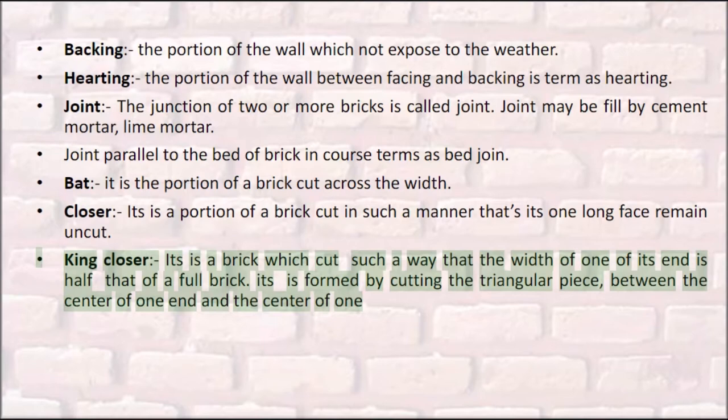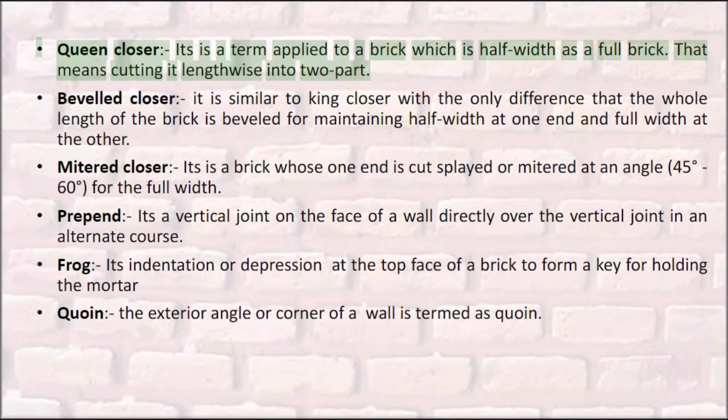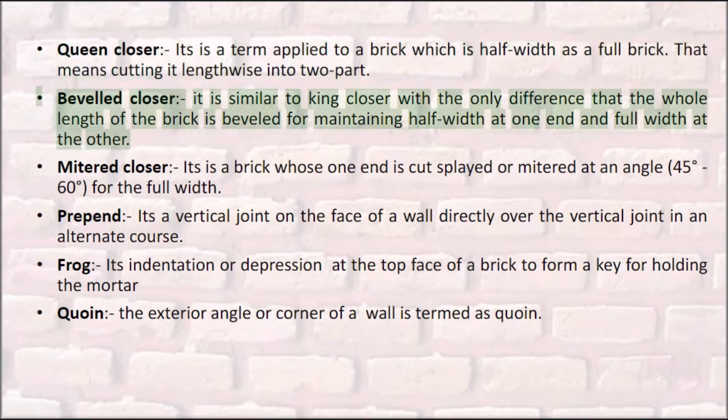It is formed by cutting the triangular piece between the center of one end and the center of one side. Queen closer, it is a term applied to a brick which is half the width of a full brick. That means cutting it lengthwise into two parts. Beveled closer, it is similar to king closer with the only difference that the whole length of the brick is beveled for maintaining half width at one end and full width at the other.